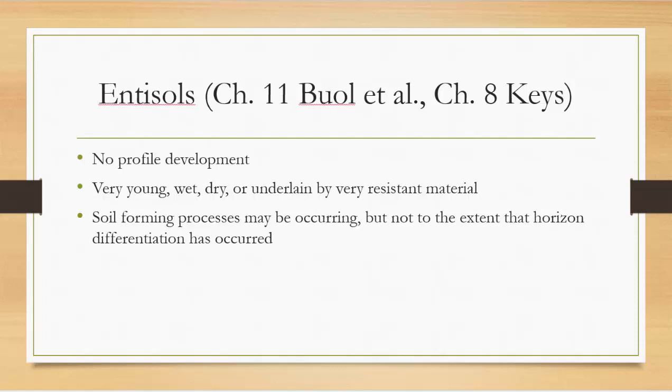As many of you know already, Entisols, the formative element here is ent, have no profile development to speak of, and they occur because they're either very young, they're wet, they're very dry, or they're underlain by very resistant material that hasn't really developed into much of a soil profile. In terms of being young, Entisols can also form in very unstable landscapes like very steep and rocky slopes where erosion and colluvial action just continually peel off loosened material. The authors of Buell et al. make the point that soil forming processes may be occurring, but not to the extent that horizon differentiation has occurred.